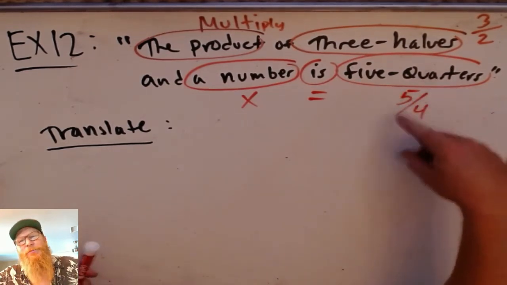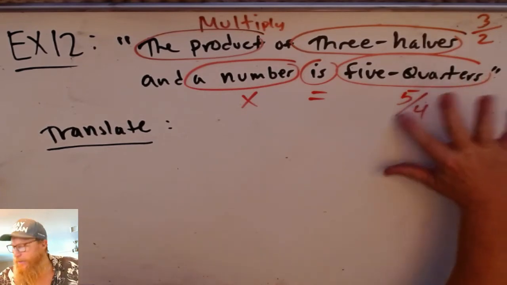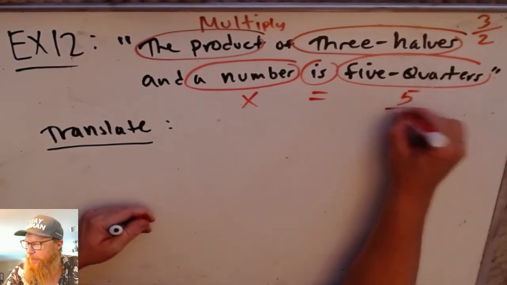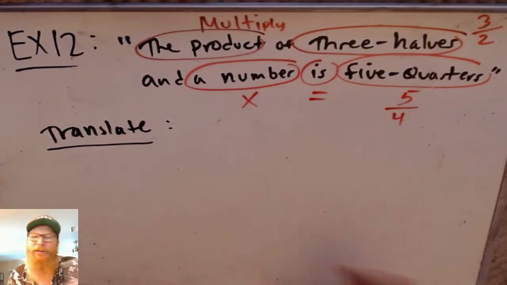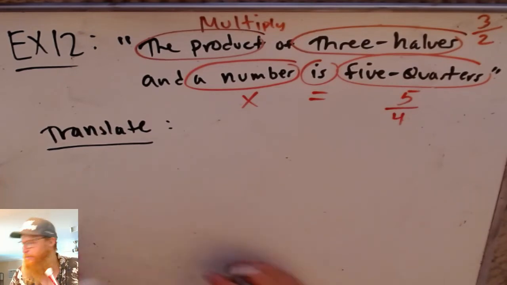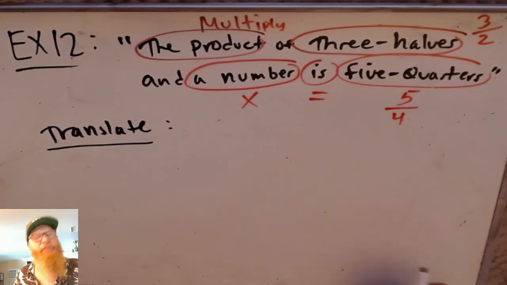I don't really care which way you draw your division signs. Some people put them at an angle like that. Some people put them this way. It really is just a personal preference. It's not like there's a mathematical law for that.